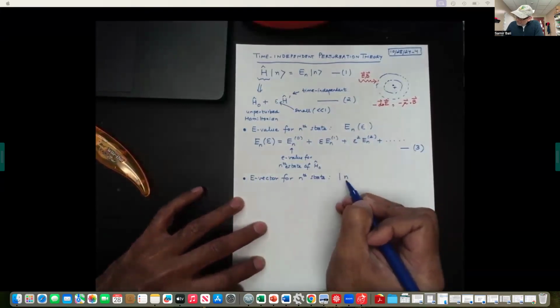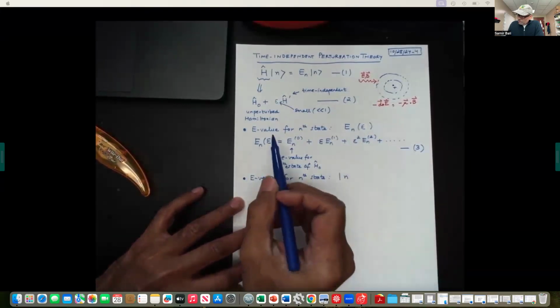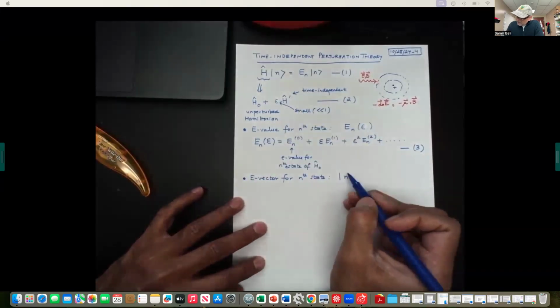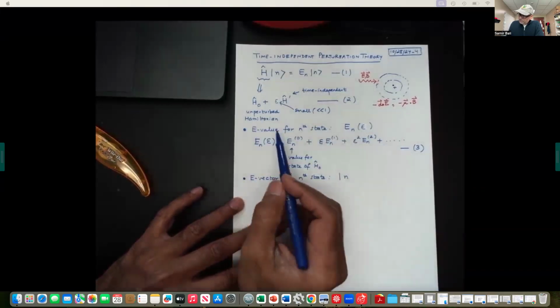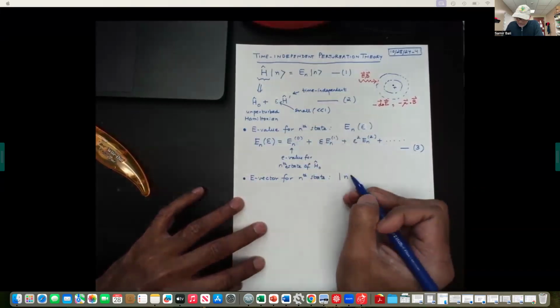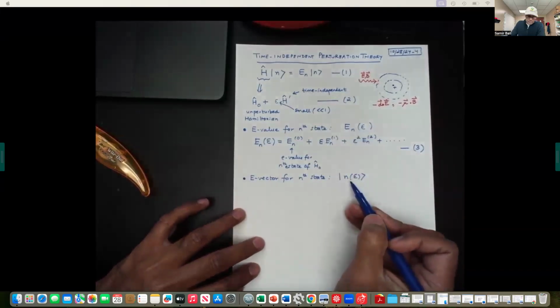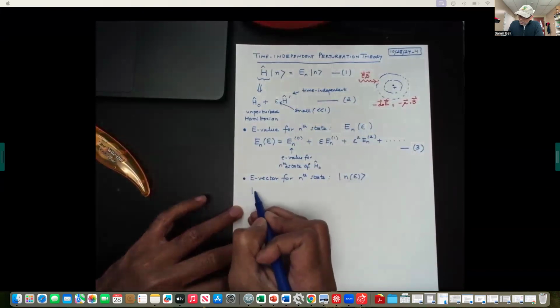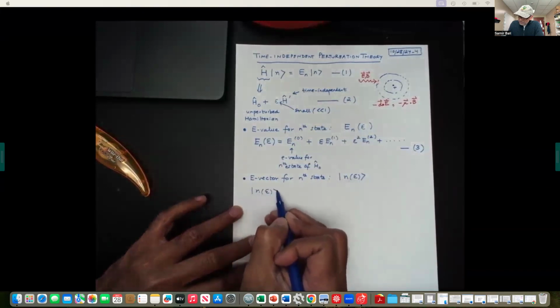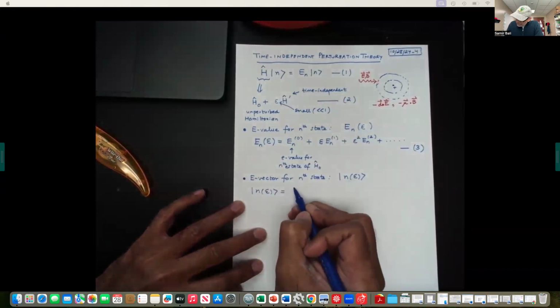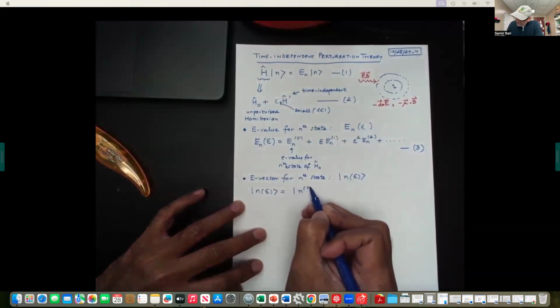So the eigenvector, it's not just n naught, which would have been the unperturbed eigenstate. It's going to be some function of epsilon, just like we did for the eigenvalue. This is also going to depend on epsilon. And so what is this going to be? Well, there's the unperturbed eigenstate.